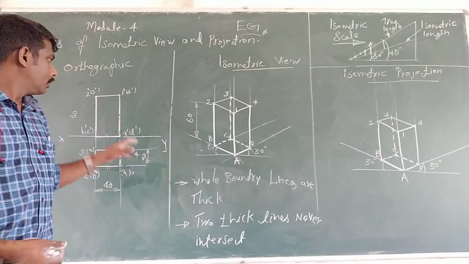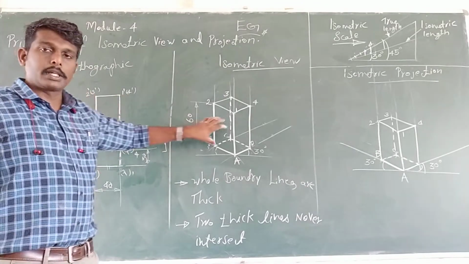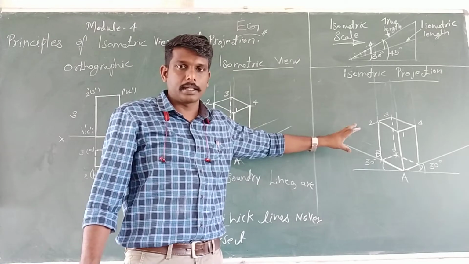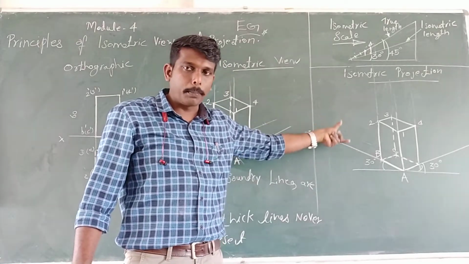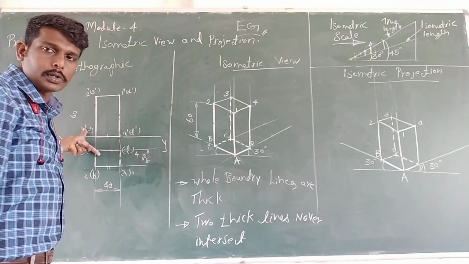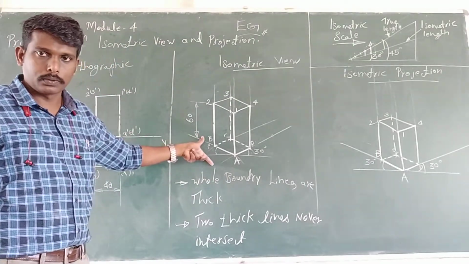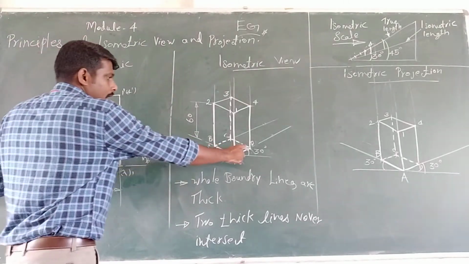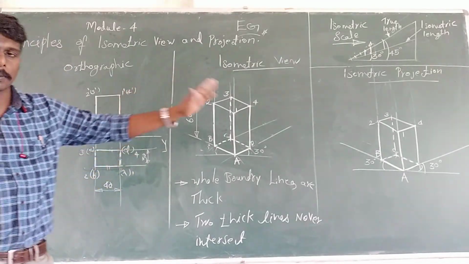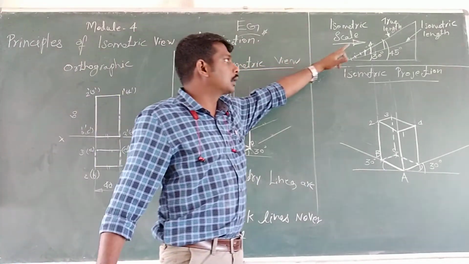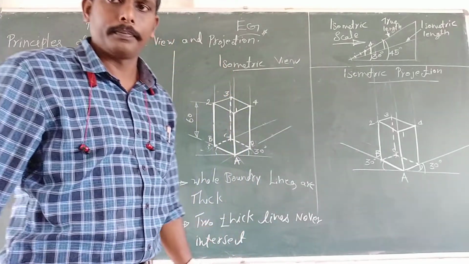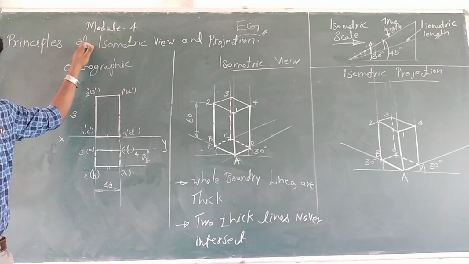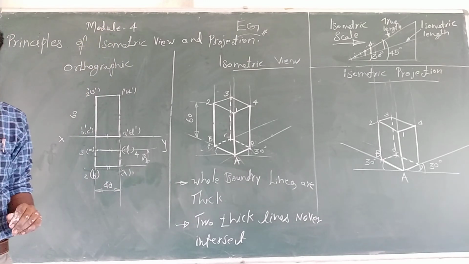Simple. This is the orthographic view. This is the isometric view. Isometric projection is simply 0.82 or 82% of the actual solid or isometric view. In isometric view, all the lengths are considered to be the true length itself. But in isometric projection, we convert the true length to isometric length and draw the object. This is all about the module for isometric view and isometric projection.